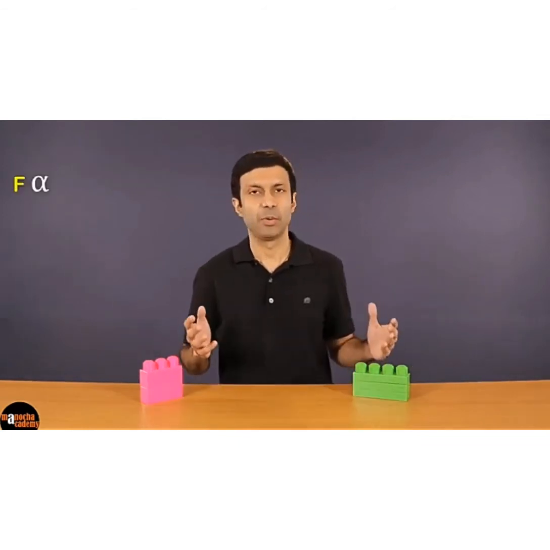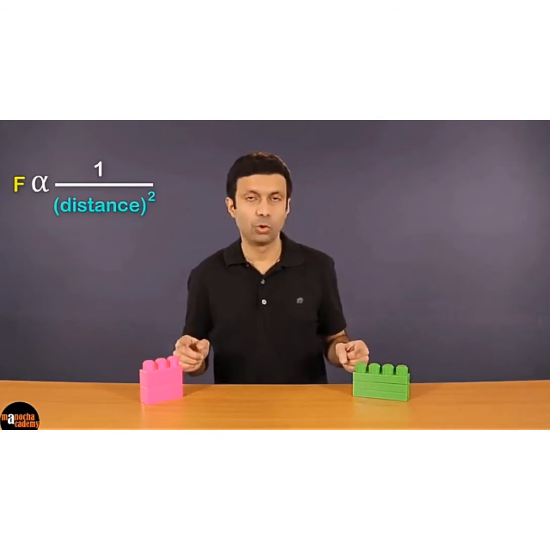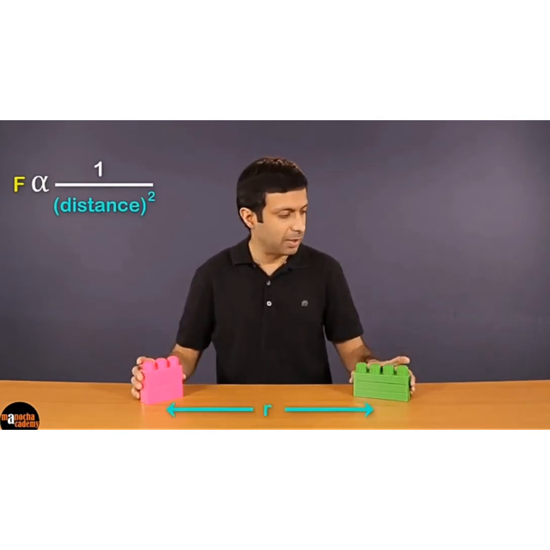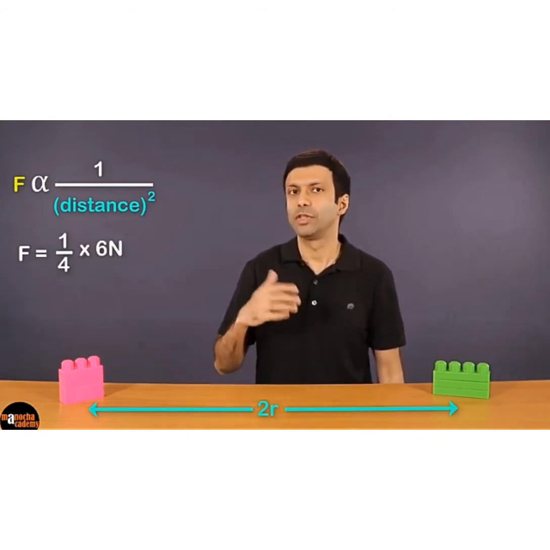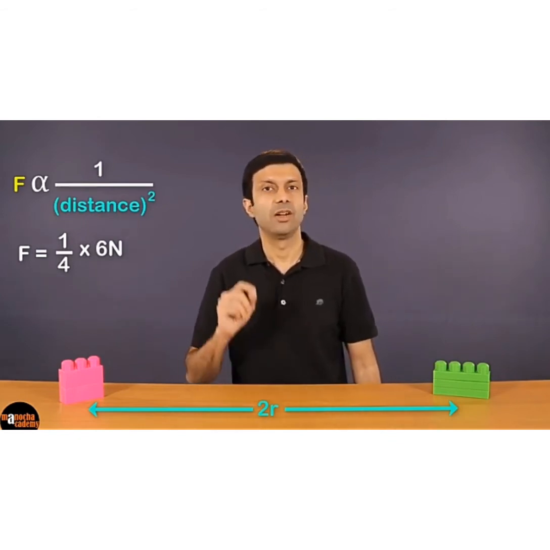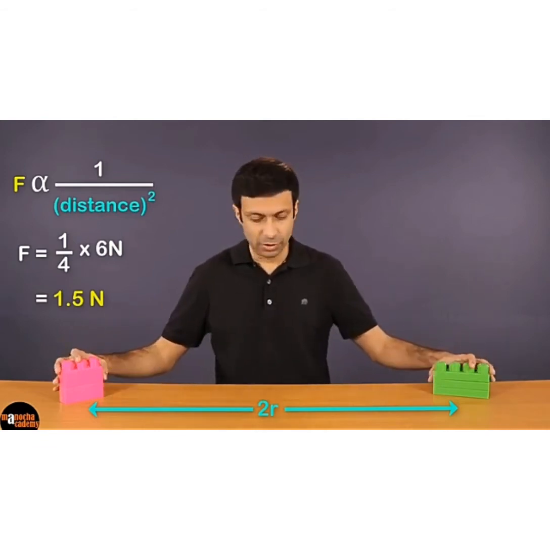Force is inversely proportional to the square of the distance between the 2 bodies. What does this mean? So we saw that the force between these 2 bodies was 6 Newton. Now let's say I double the distance between the 2 bodies. So what will be the new force now? It's going to be 1/4 of the original force. So that's 1/4 of 6 Newton, which is 1.5 Newton. Now let's get these blocks to their original position.